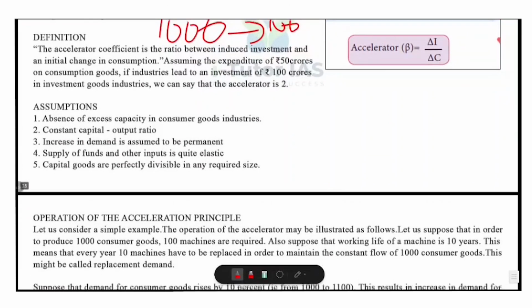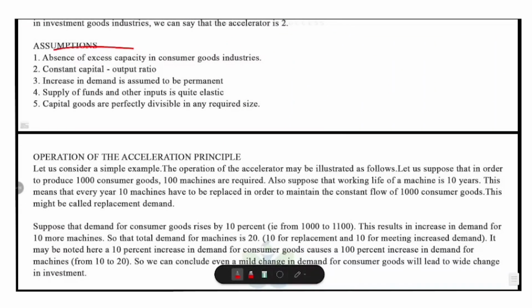Hope it is clear for you. And there are some assumptions for accelerator. First one, there is no unused capacity in the economy. Then capital output ratio is constant. There is a direct relation between income and investment. Then investment decisions depend on the expected demand. And finally, the supply of capital goods is elastic.